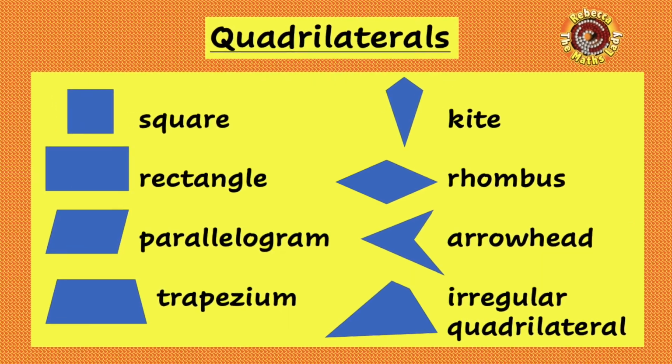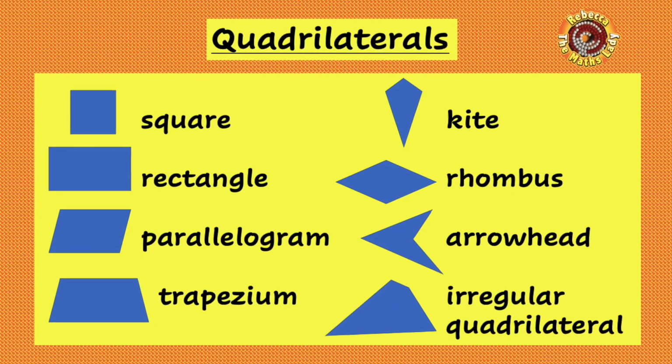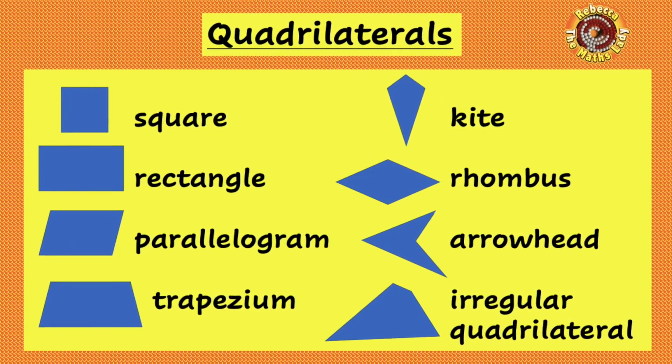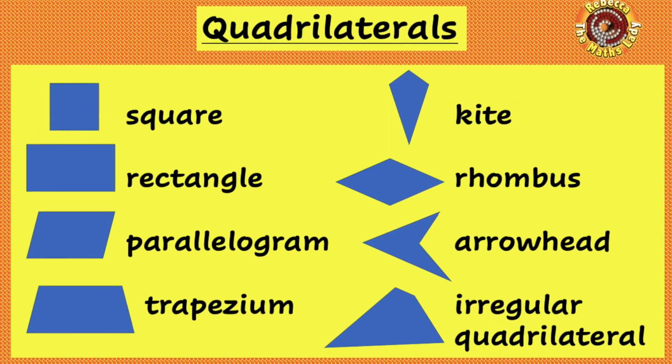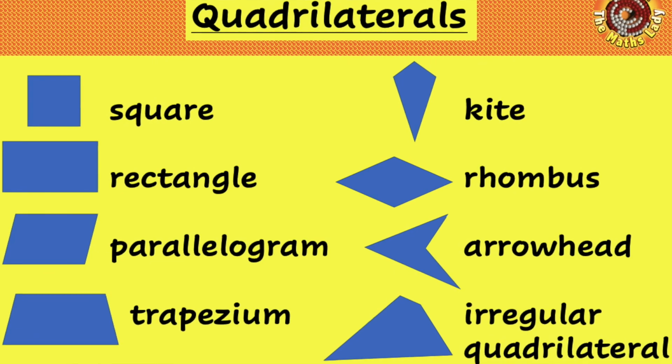Then we have a trapezium, which just has 1 pair of parallel sides, and it can be symmetrical. That's an isosceles trapezium, which is like an isosceles triangle, but with the top chopped off. But it doesn't have to be symmetrical. It can be a wonky trapezium. You have an arrowhead, which has 1 angle that goes inwards. And finally, you have the irregular quadrilateral, which does not fit any of the other rules.